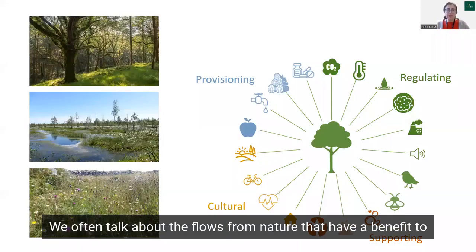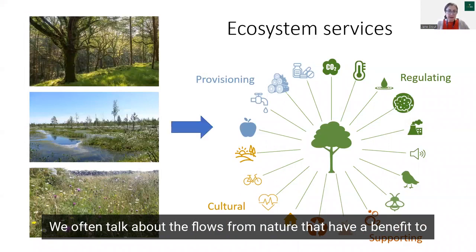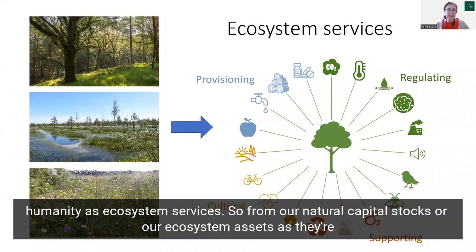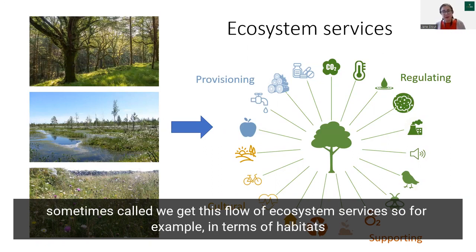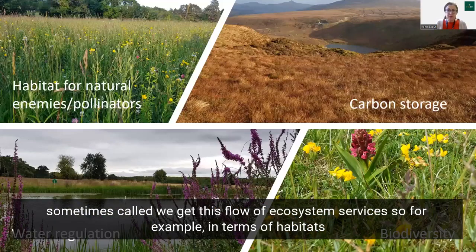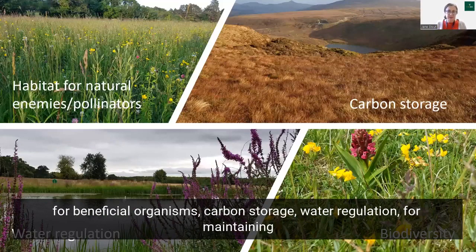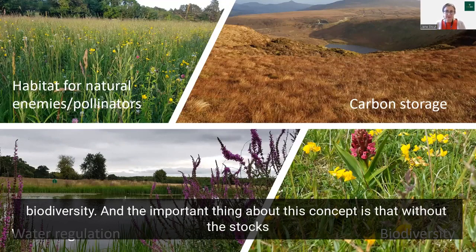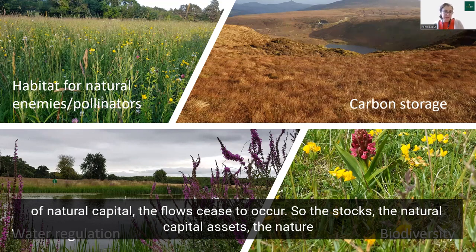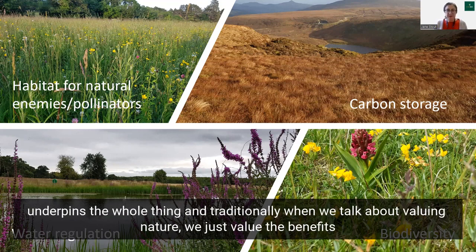And we quite often talk about the flows from nature that have a benefit to humanity as ecosystem services. So from our natural capital stocks, or our ecosystem assets, as they're sometimes called, we get this flow of ecosystem services. So for example, in terms of habitats for beneficial organisms, carbon storage, water regulation, or for maintaining biodiversity. And the important thing about this concept is that without the stocks of natural capital, the flows cease to occur. So the stocks, the natural capital assets, nature underpins the whole thing.